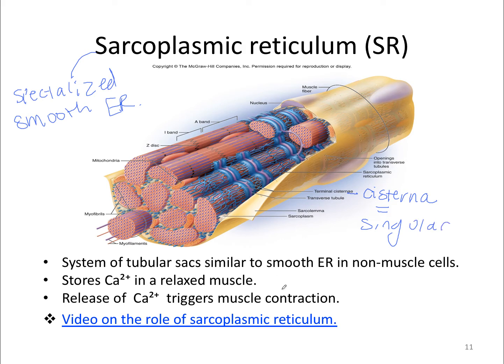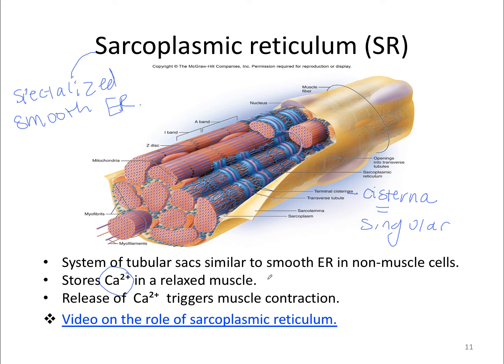Instead of having roles in lipid production and some such, like in other regular cells, these are specifically designed to store calcium. Calcium is a cation. It comes with a charge of 2+, not just 1+, and this is in a relaxed muscle. One of the conditions that must be met in order to accomplish muscular contraction is that calcium has to exit the sarcoplasmic reticulum to trigger muscle contraction.